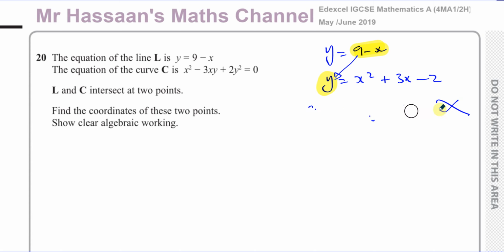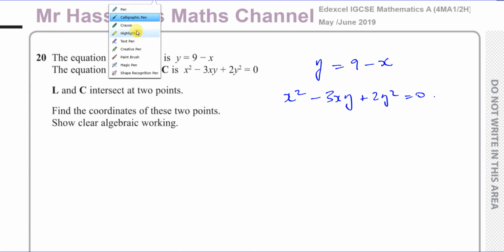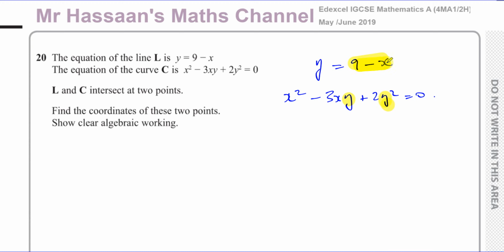So what we have to do here is use substitution. We have y equals 9 minus x, and x squared minus 3xy plus 2y squared equals 0. We can take the y's, which are here and here, and replace them with 9 minus x. So 9 minus x will take the place of this y and the 9 minus x will take the place of that y. We're substituting what y equals in one equation into the other equation.